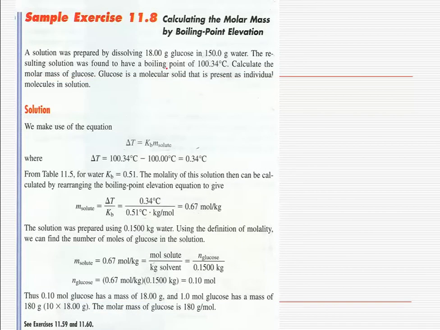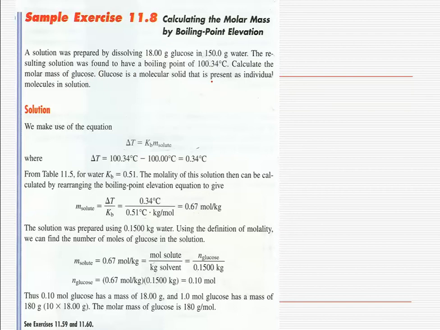Here, we're making a solution by dissolving some glucose in water. And it says here that the resulting boiling point after having dissolved 18 grams in that water is 100.34. Now we know pure water boils at 100 degrees at 1 atmosphere pressure, and so by adding that little bit of glucose, we've actually increased the boiling point really only 0.34 degrees, but still it has been increased. So from this information, they want you to calculate the molar mass of glucose.